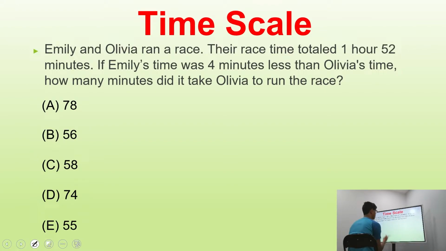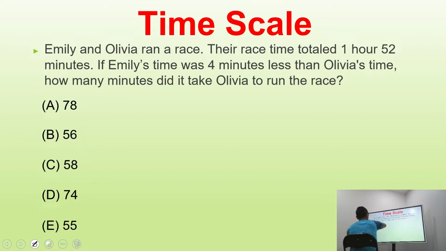Let's first look at what the question is asking us. We know that there are two people that ran a race, Emily and Olivia, and their total race time is 1 hour and 52 minutes. It's saying if Emily's time was 4 minutes less than Olivia's time, how many minutes did it take Olivia to run the race?